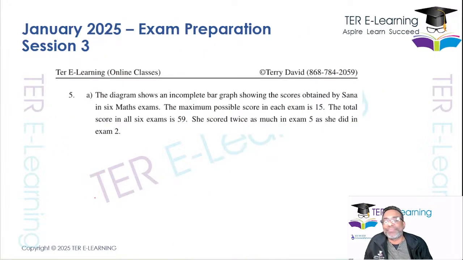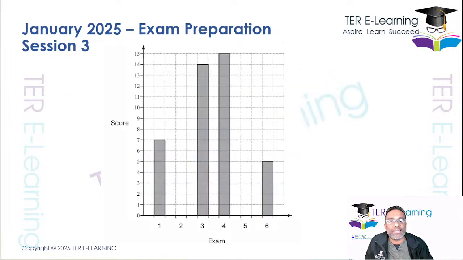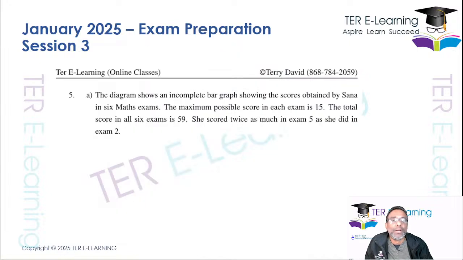Question 5, right? We have the diagram shows an incomplete bar chart, or bar graph, sorry, as this bar graph here. It shows the scores obtained by Sana in 6 maths exams, right? The maximum possible score in each exam is 15 and the total score in all the exams is 59. She scored twice as much in exam 5 as she did in exam 2, right?